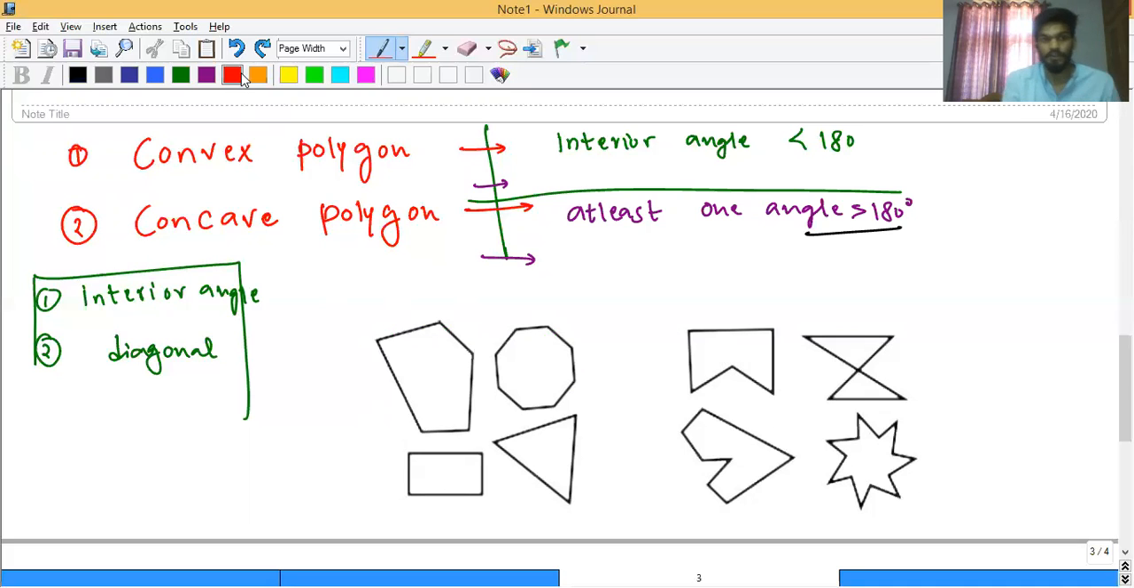What does it say? When you draw a diagonal in a polygon, then every point of the diagonal should lie inside of the polygon. Should lie in the interior part, we can say interior of the polygon. And if any point of the diagonal passes through the exterior part of the polygon, then it will be a concave polygon.